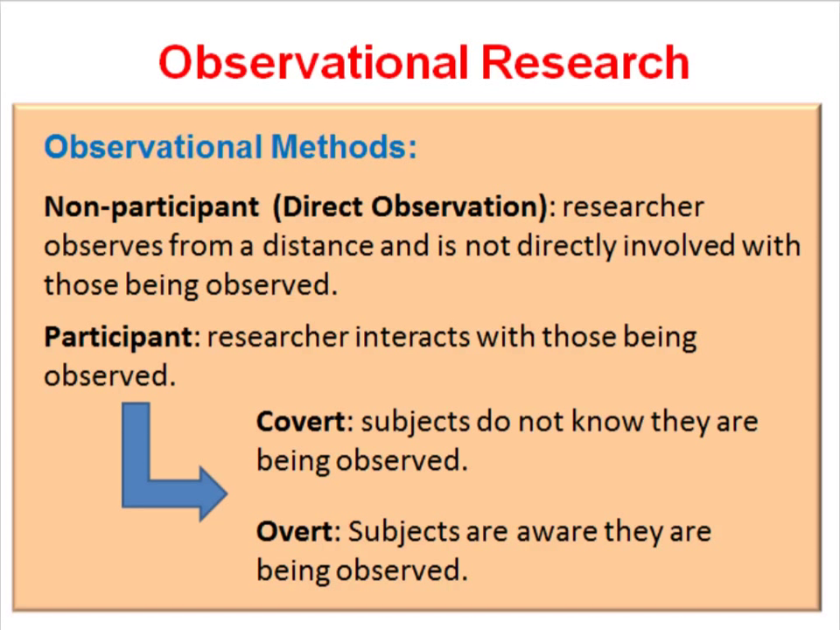Now, both types of observational research, both non-participant and participant observation, can be conducted in either an overt or a covert fashion. In the case of overt observational research, both the identity of the researcher and something of the nature of the research will be known to the subjects of that research. So it's being done with the full knowledge and consent of the group being studied. Whereas covert observational research is a situation where the subjects do not know that they're being observed or do not know the true purpose of the research. So it's more what we would call undercover observational research.